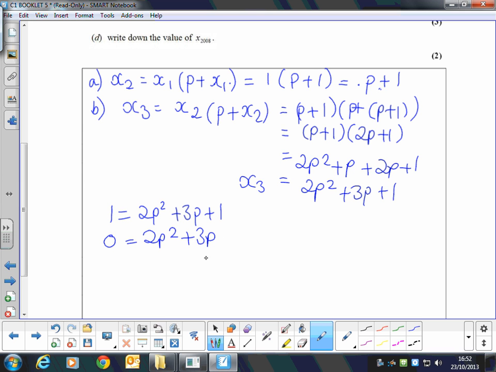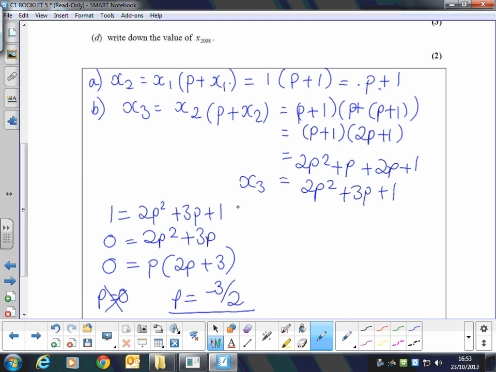So now we need to factorise this to find p. If I look at this, I've got p, which is common in both of these, so I can take that out. So I'm left with p(2p plus 3). So either the bit outside the bracket is equal to 0, or the bit inside the bracket is equal to 0. So either p is equal to 0, or 2p plus 3 is equal to 0, in which case p is equal to minus 3 over 2. But because we've been told in the question at the top that p does not equal 0, we know it can't be this one. So we know that p is equal to minus 3 over 2.